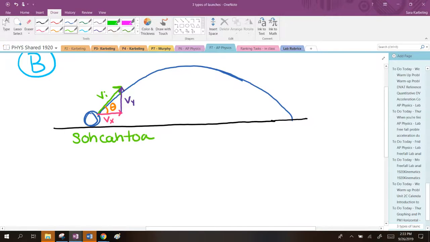SOHCAHTOA. Okay. So if I want to find Vix, I have to figure out what Vix is. Is it the hypotenuse, adjacent, or opposite side for this triangle? Adjacent. It's right next to, right? So adjacent, and then I've got Vi. That's the hypotenuse. Adjacent and hypotenuse gives me sine, cosine, or tangent. Cosine. So we're going to do cosine. So this is going to be the cosine of theta is equal to Vix over Vi.